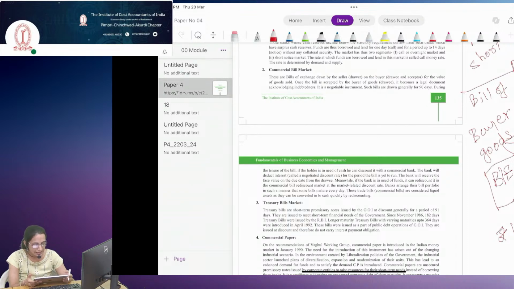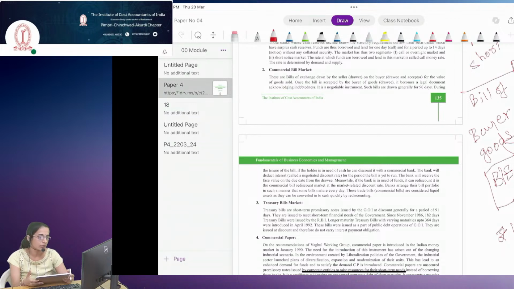Once the bill is accepted by the buyer of the goods, that is the drawee, it becomes a legal document acknowledging indebtedness. Means what? When the buyer accepts this bill of exchange, it is a document stating that the buyer has to pay the seller this amount and he has the obligation to pay the seller. It is a negotiable instrument. Negotiable means we can give it to the bank and we can get it discounted and get the amount. Such bills are generally drawn for 90 days.